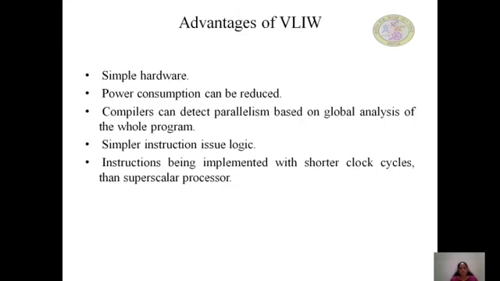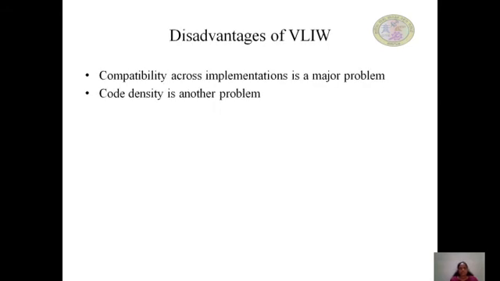The advantages of VLIW: it is simple hardware, and the power consumption can be reduced in VLIW processors. The compiler can detect the parallelism based on the global analysis of the whole program, and simpler instruction issue logic is provided here. The instructions are implemented with shorter clock cycles than the superscalar processors. The disadvantage of the VLIW architecture is that compatibility across implementations is a major problem, and code density is another problem.